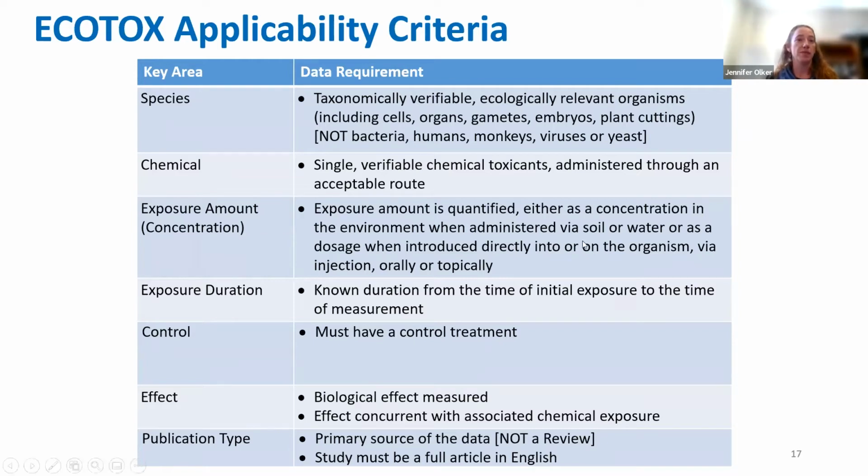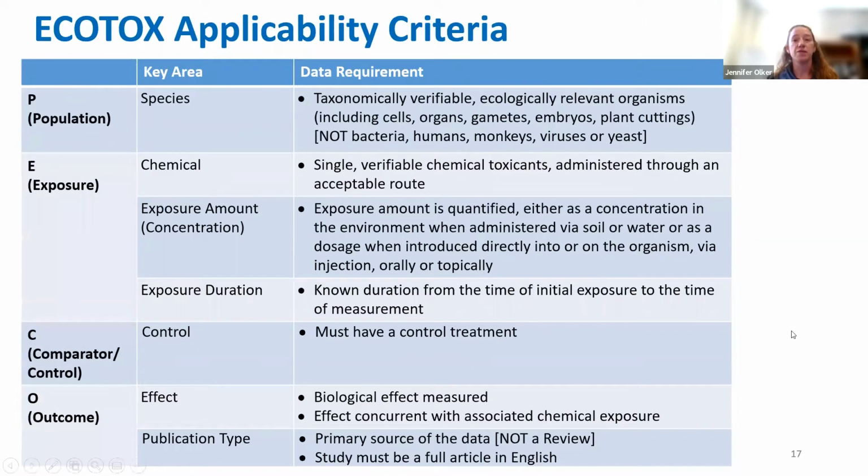So these applicability criteria can also be translated into a PICO statement for those who are familiar with systematic review, where your criteria are defined as far as population, the exposure, a comparator or control, and an outcome being present.